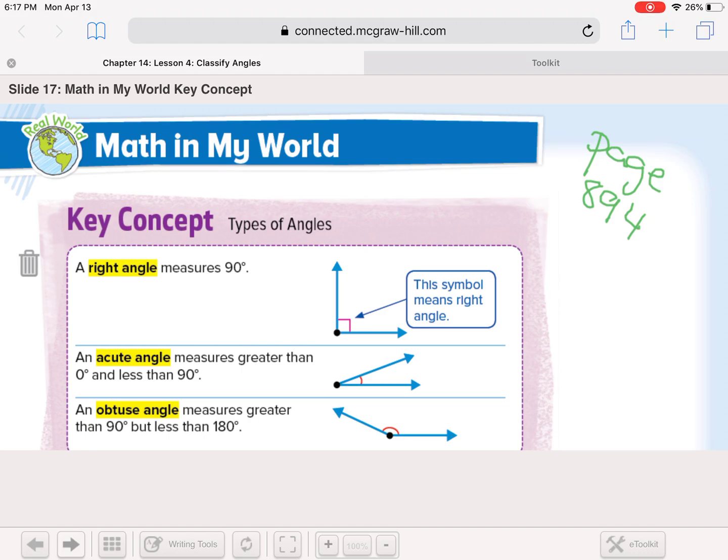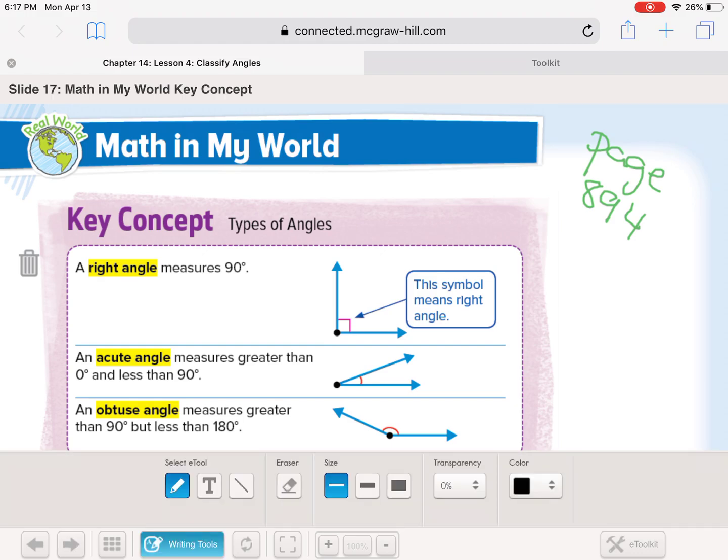You can find these key concept terms if you look in your math book on page 894. At the very top of 894, you can see Math in My World, key concept, types of angles. So let's review what we just did. A right angle measures 90 degrees. It tells me right here, this symbol means right angle, that little square.